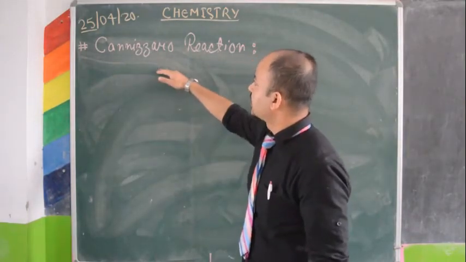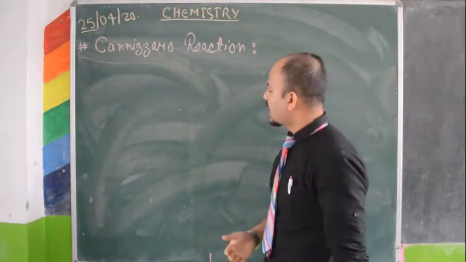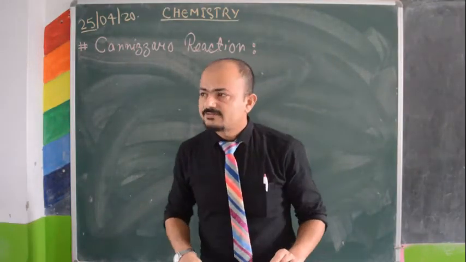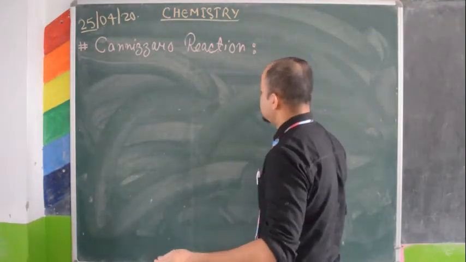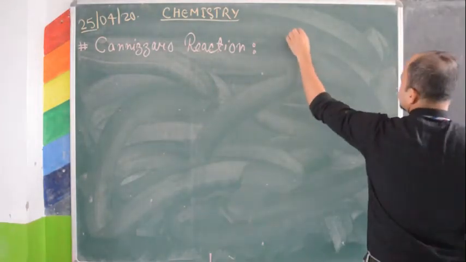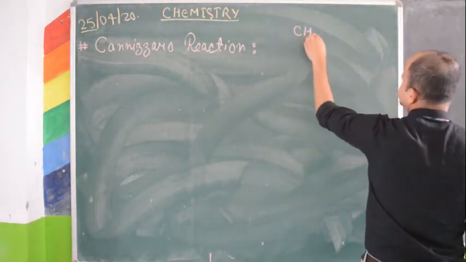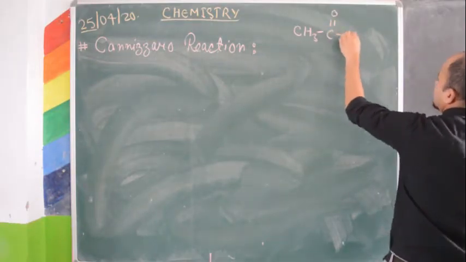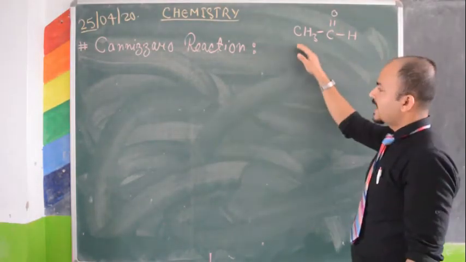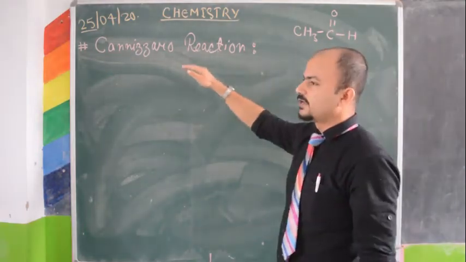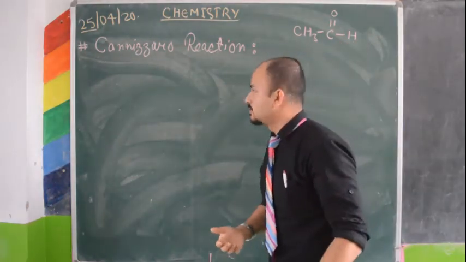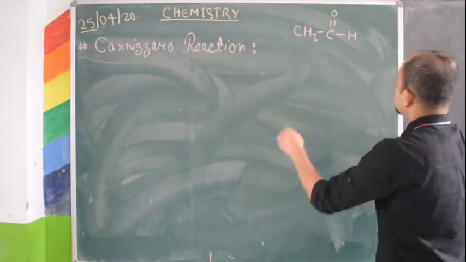Now, this Cannizzaro reaction is given by those compounds which do not contain alpha hydrogen. Let me tell you what is alpha hydrogen here. CH3 C double bond OH. Please look at it carefully because this name reaction and the next is based on whether alpha hydrogen is present or not.